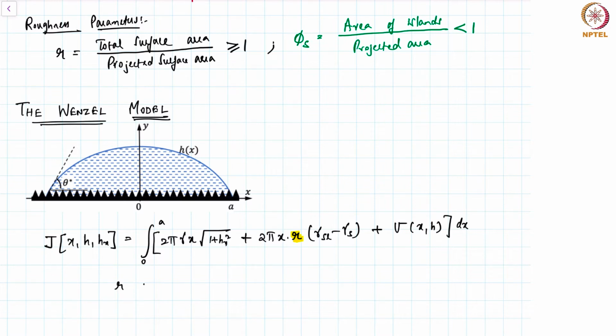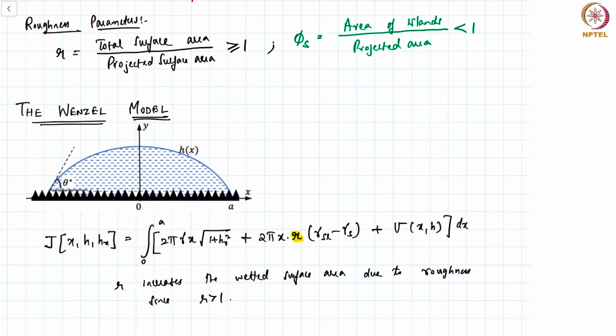So r increases the wetted surface area due to roughness. The parameter r, and obviously r is greater than 1. There is no other change.